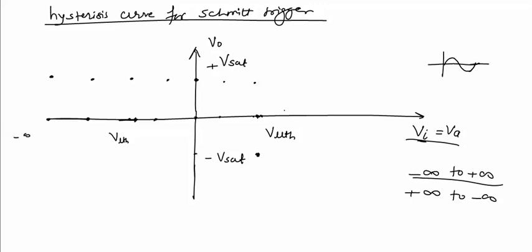Now if we further increase Vi, this point will be compared with VLTH, not VUTH, because before this point the output was minus Vsat, and for minus Vsat output the value of Vb becomes VLTH. Now for all the points beyond this, the comparison gives Va greater than Vb and output will be minus Vsat. So if we join all these points, we get a graph like this.